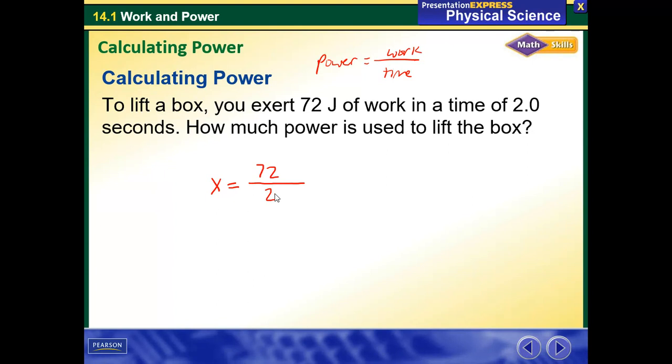If we look at this, 72 divided by 2, and if you are unsure what it is, make sure you guys plug it into your calculator because you will always have it. This is going to equal 36. Again, we do not like naked numbers, so we want to make sure that we put a unit on this, and power is in watts.